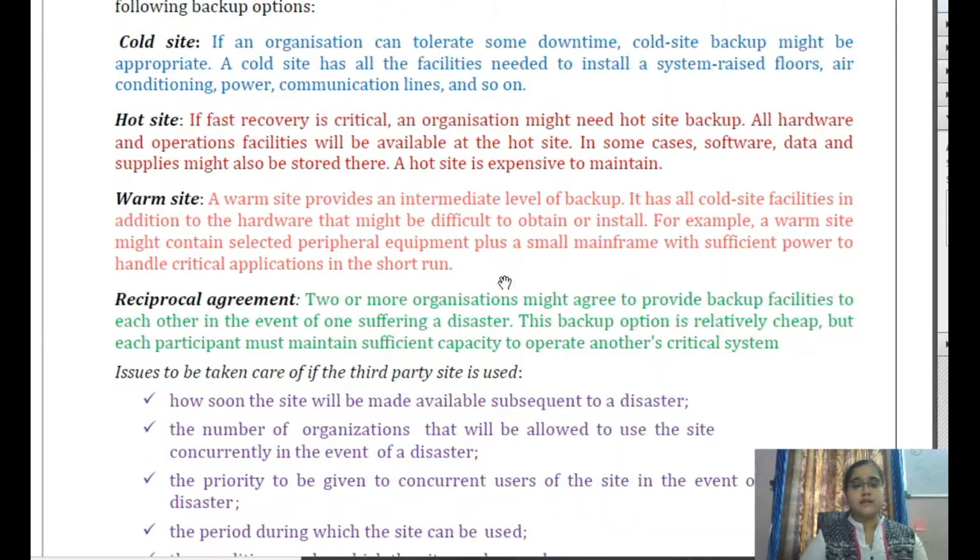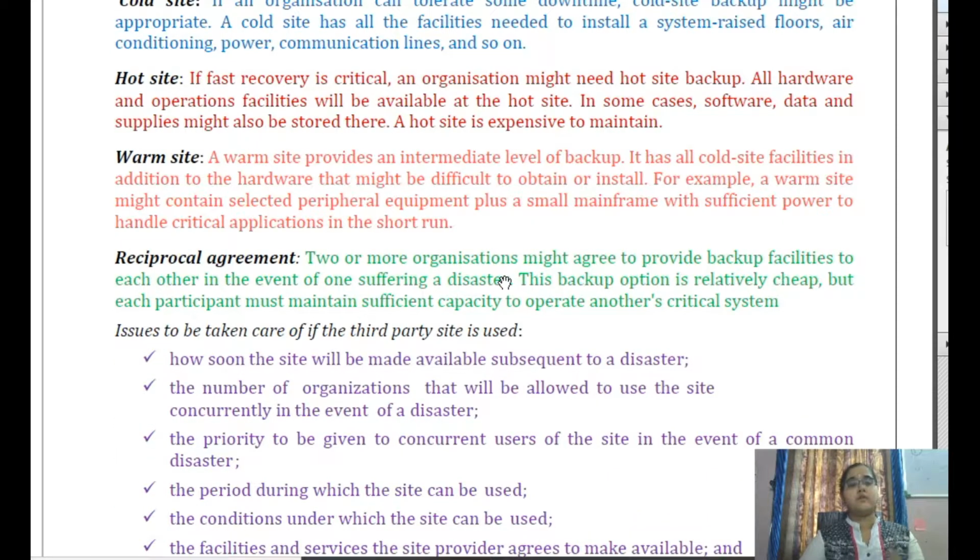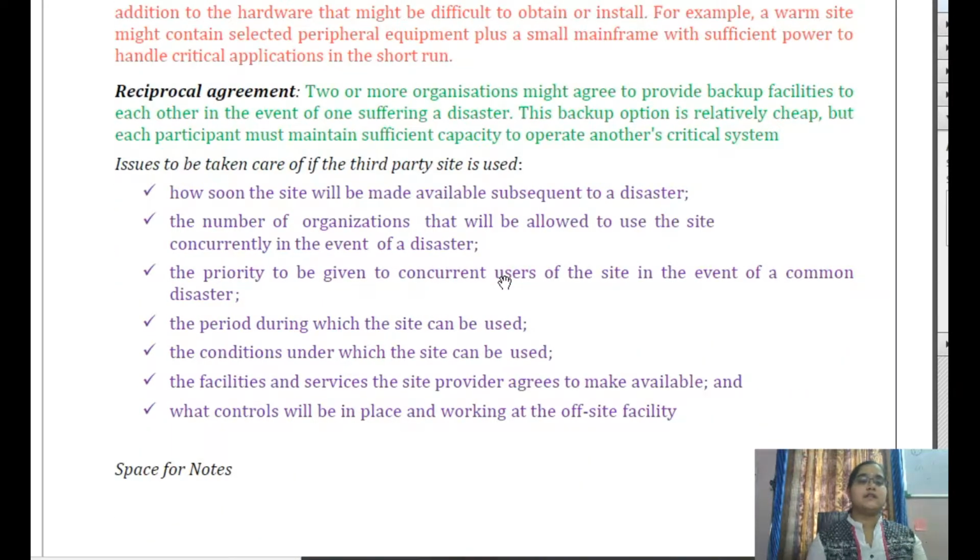Then comes a reciprocal arrangement. It means an agreement between two or more organizations to provide a backup facility in the event of one suffering a disaster. But this must be duly considered before entering into these agreements, and we must ensure that the opposite organization has the capacity to maintain other people's operations along with its own in the time of disaster.